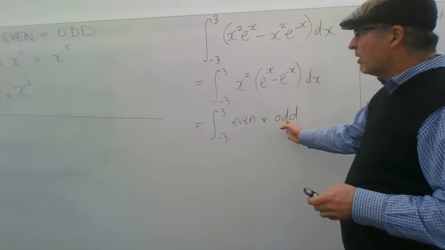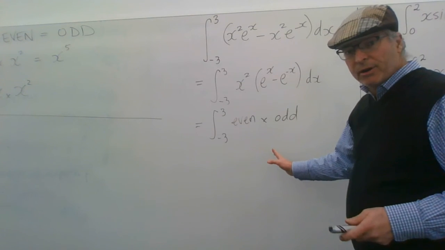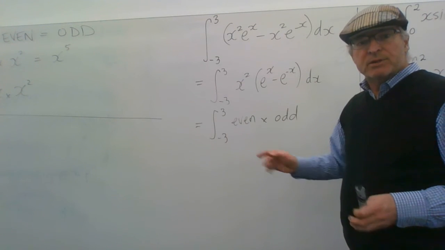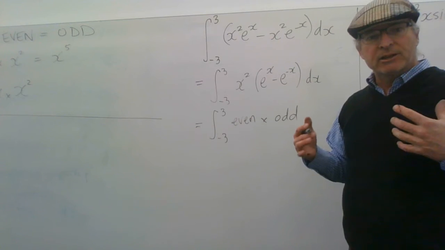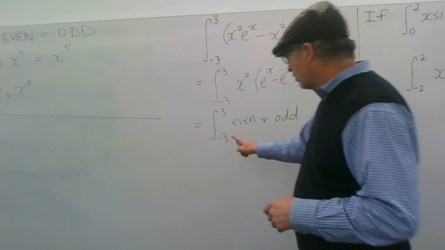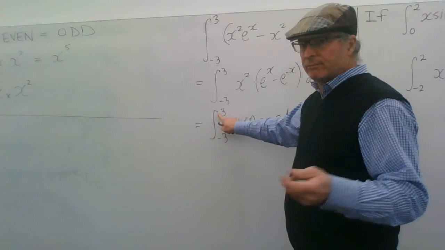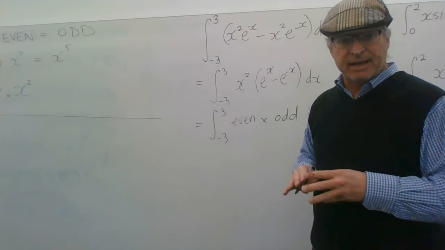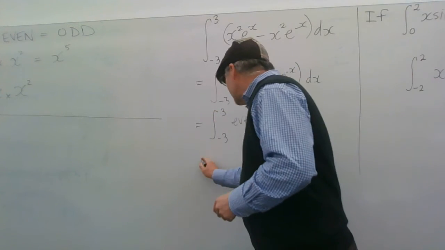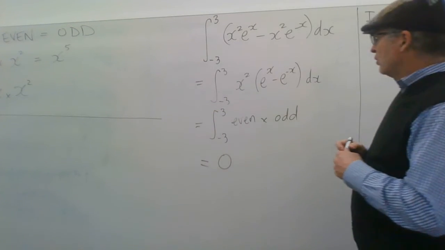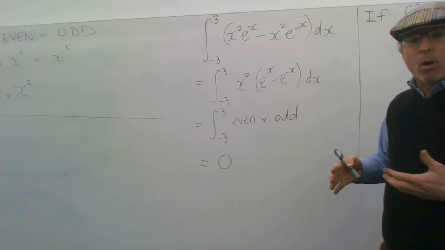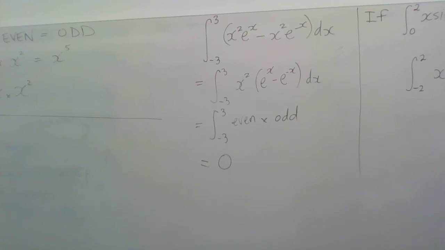But even times odd is odd, which means that the integral will be 0 as long as you're going from negative something to positive something. It's the same absolute value. The answer will be 0. So you can work out what that integral is quite easily by that method.